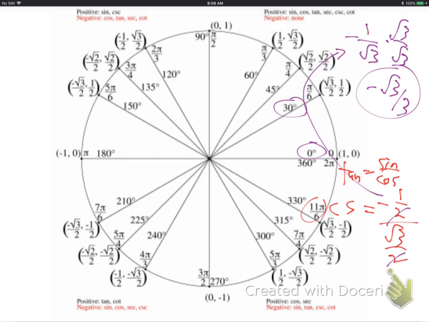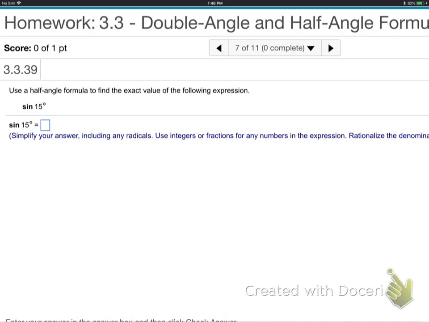Tuesday we learned you could just subtract two angles to get 15: 60 minus 45, 45 minus 30. Today we're saying another way is you could cut an angle in half. Take one that you do know and cut it in half. What's an angle that you do know that you could cut in half and then it would be 15? 30. So go find the sine of 30 degrees, and 15 is half of 30.